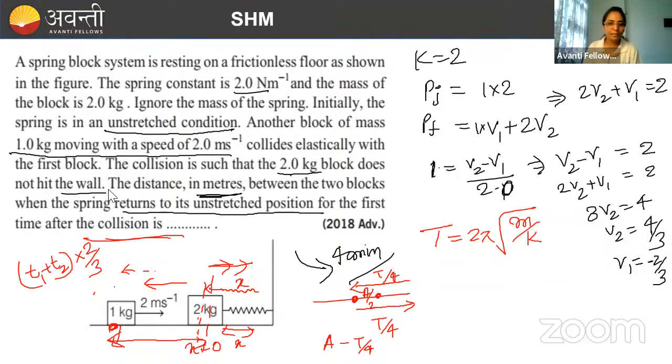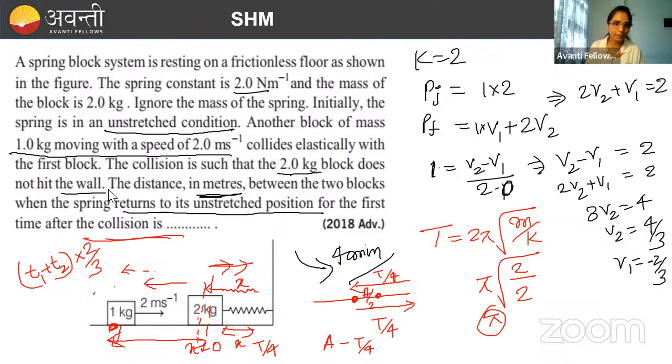So यहाँ पे टाइम क्या लगेगा? Total T/4 compressing and another T/4 while coming back to the mean position. So total time क्या हो गया? T/2. तो T/2 का वैल्यू क्या हो जाएगा? pi root under m by k. What is the m का वैल्यू? It is 2 kg. k का वैल्यू is 2. So this is pi. Time is pi.